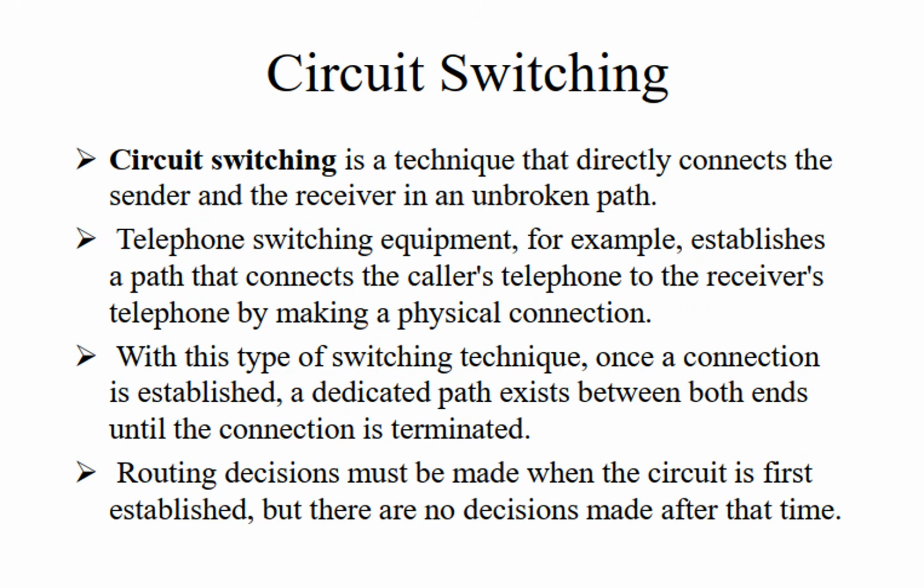Circuit switching. Circuit switching is a technique that directly connects the sender and the receiver in an unbroken path. Telephone switching equipment, for example, establishes a path that connects the caller's telephone to the receiver's telephone by making a physical connection. With this type of switching technique, once a connection is established, a dedicated path exists between both ends until the connection is terminated. Routing decisions must be made when the circuit is first established, but there are no decisions made after that time.